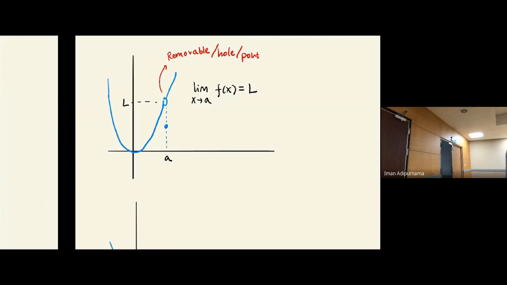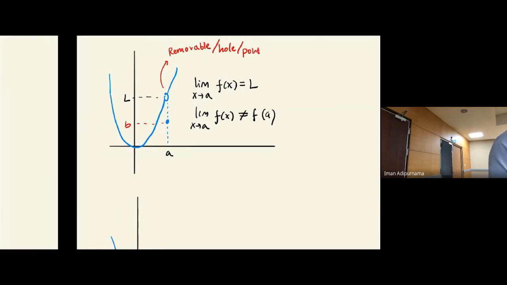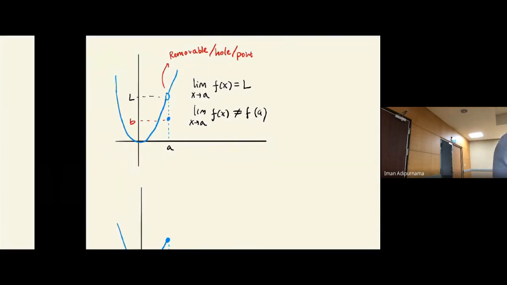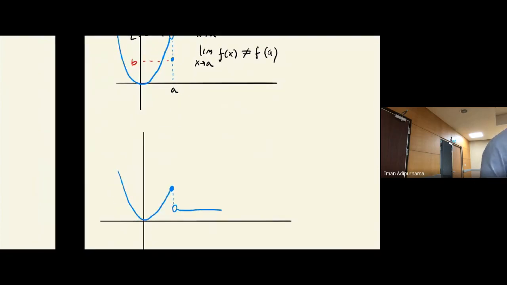But here, the limit as x approaches A of f(x) is not equal to f(A). When you plug in f(A), you will have another number, maybe b. It's not L. But still, you have a limit. And the second part here, this is what we call the jump discontinuity. So all these three graphs are discontinuous.